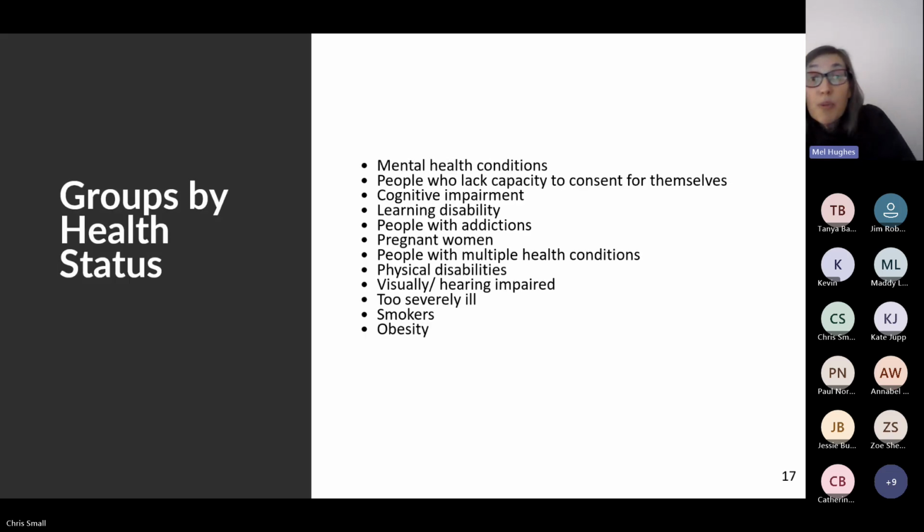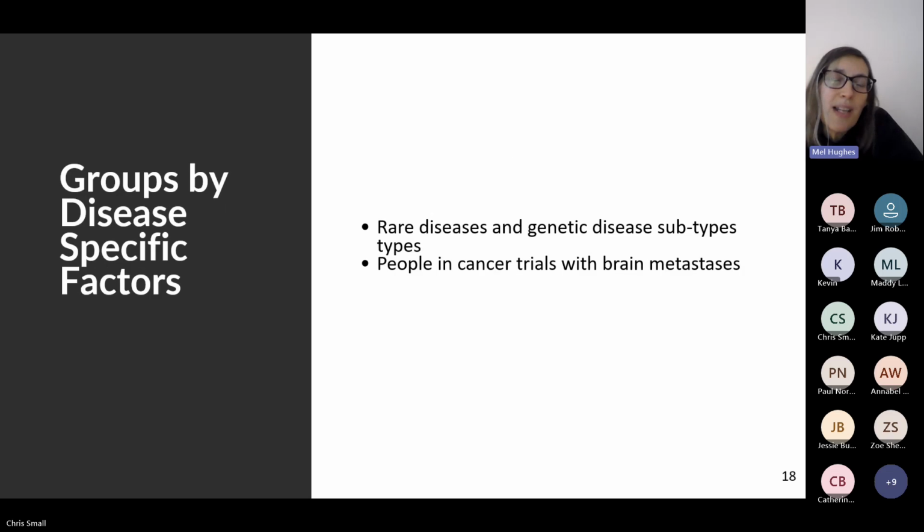Next one was groups by health status, so lots of people with particular health conditions, including long-term health, mental health, physical health, people who are disabled, pregnant women. These are all groups of people that are not typically engaging in research. So if we think about how we're developing research and whether we're developing research that benefits everybody, we're not. And next slide, please.